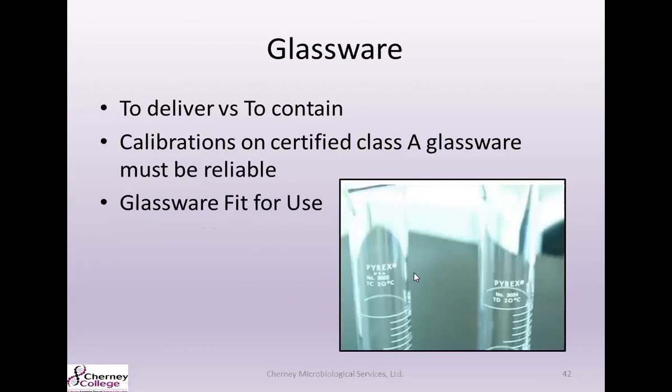Also, while we're talking about glassware, it's good to talk about the graduated cylinders. There is a difference between to deliver and to contain. On that picture there, you'll see on the left, underneath Pyrex, it says TC, which means to contain a certain volume, versus the one on the right, which means it's designed to deliver a certain volume. So make sure you're using the right one that fits your needs. And you want to make sure that you verified that the volume is correct.